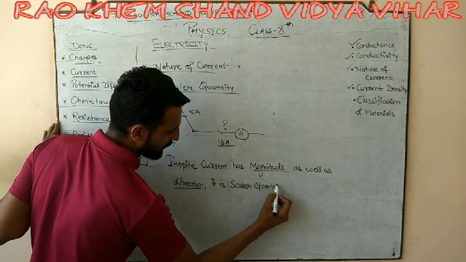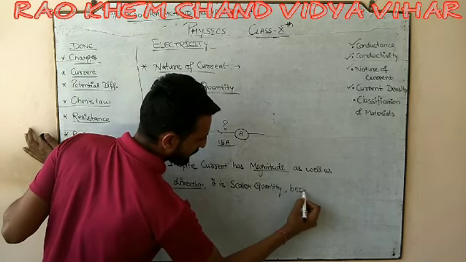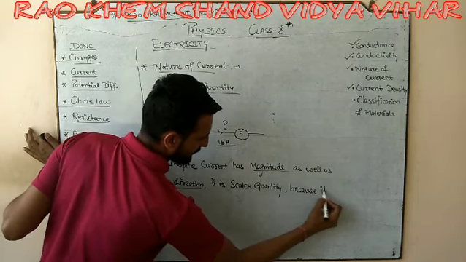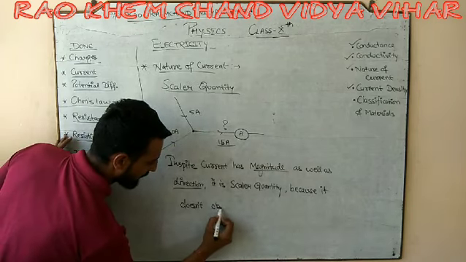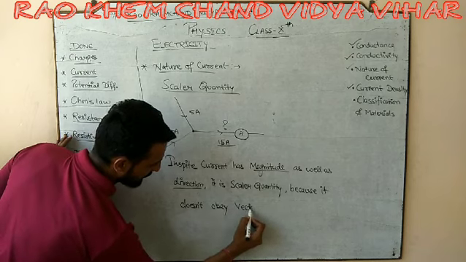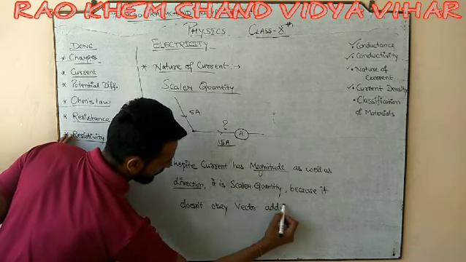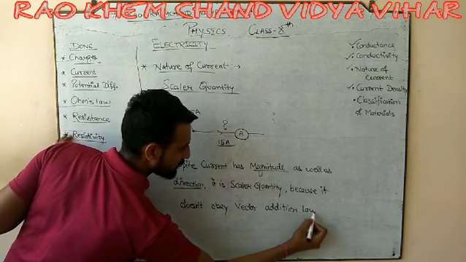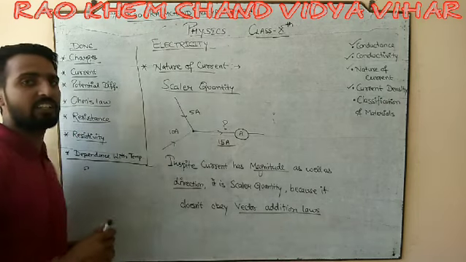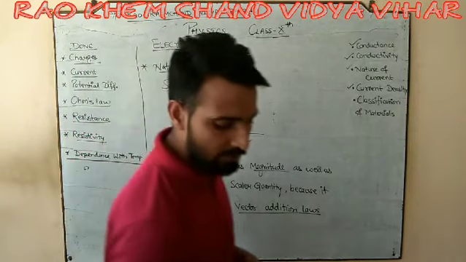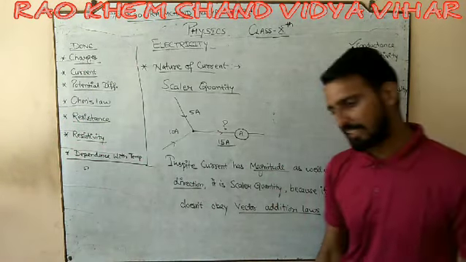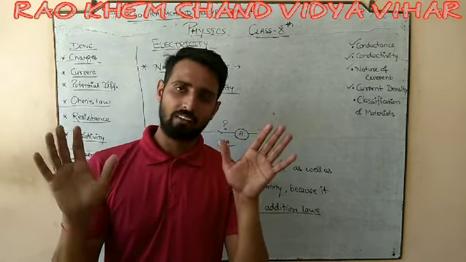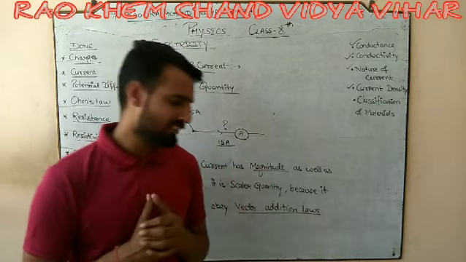Scalar quantity because it does not obey vector addition laws. So vector has its own addition laws, but current never obeys those laws. And when the current does not obey the law of vector, then vector will say, if you are not obeying my law, I will not take you in my category. It is just simple like this.